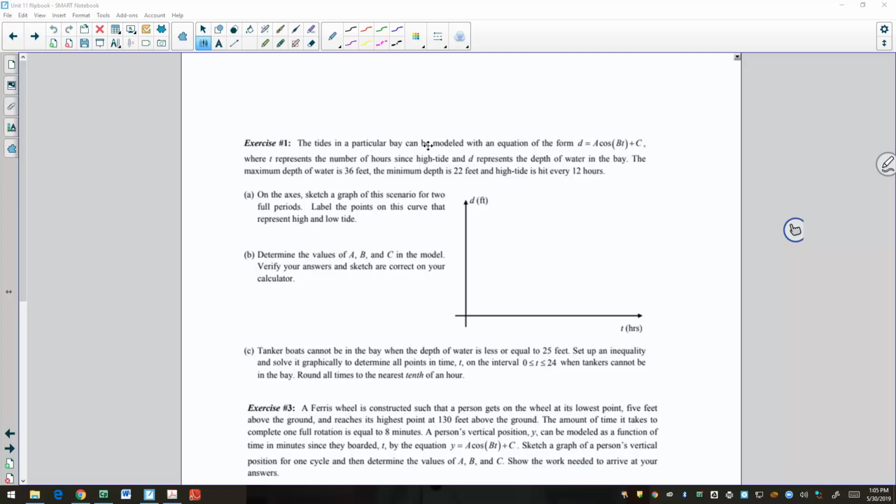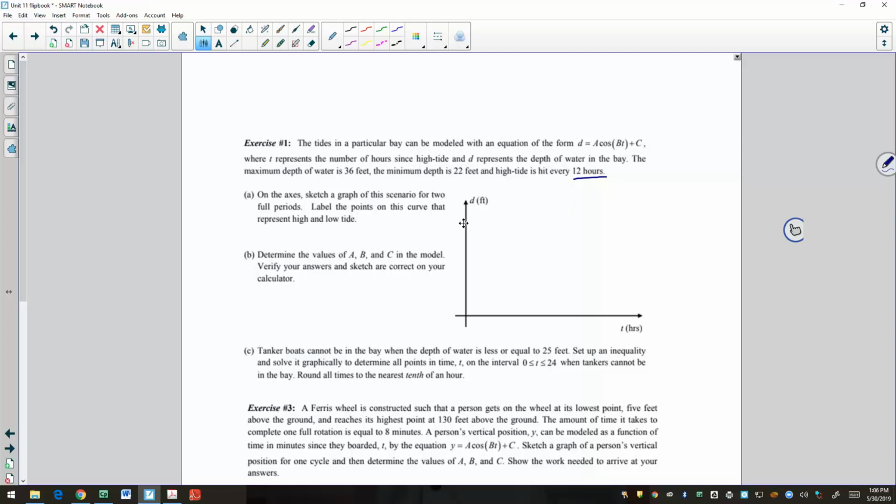The tides in a particular bay can be modeled with an equation using a cosine curve. T represents the number of hours since high tide, and D represents the depth of the water in the bay. The maximum depth is 36, the minimum depth is 22, and high tide hits every 12 hours. So that's key. 12 hours tells us how many hours have to go by for us to see one complete cosine curve, which, if you recall, is your period, how long it takes to see one complete curve.